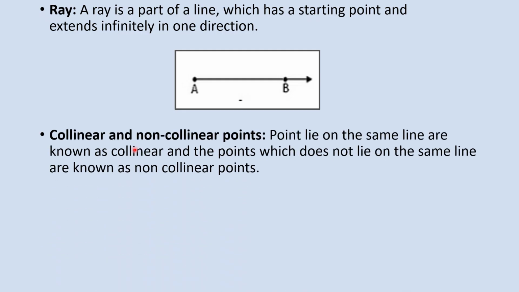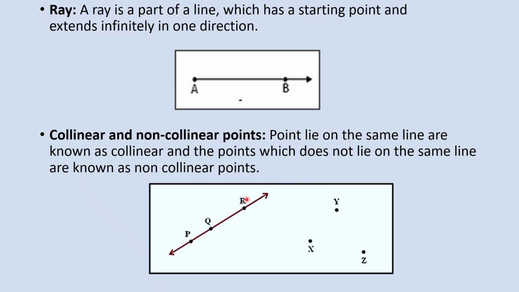Okay, next we have collinear and non-collinear points. Collinear and non-collinear points are very basic. Collinear means the points which lie on the same line. And non-collinear points are the points which will not be on the same line, as you can see over here. In this first image, all these points, that is P, Q, R, are on the same line. So that's why they will be known as collinear points. Whereas if you see X, Y, Z, they are scattered. They are not on the same line. They are here and there. They are scattered. So that's why they will be known as non-collinear points. I hope till now it's clear with you all.